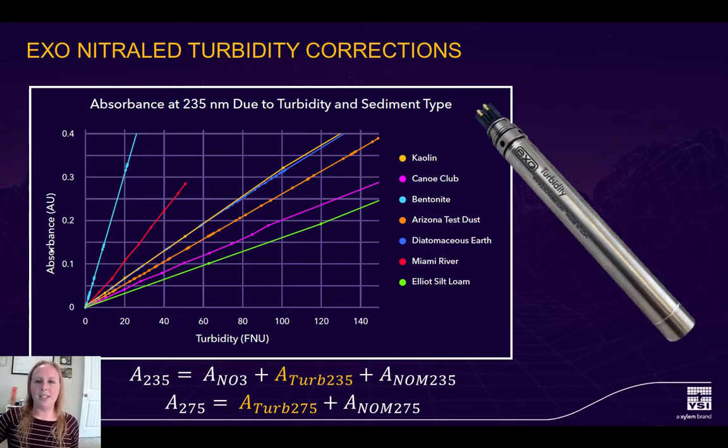Using this example, we can see that at 60 FNU, our kaolin coefficient absorbance is approximately 0.2, but our Elliott silt loam absorbance is actually only about 0.1. So the specific sediment type is calibrated to by following the site-specific correction procedure, which requires you to calibrate in an unfiltered raw water sample and then a filtered water sample to compute that specific sediment linear regression equation. And we have an example of that coming up.